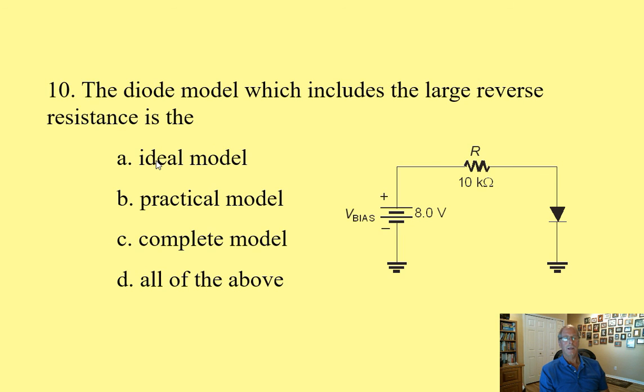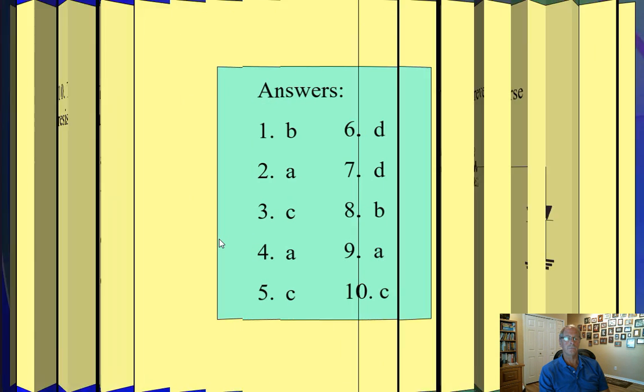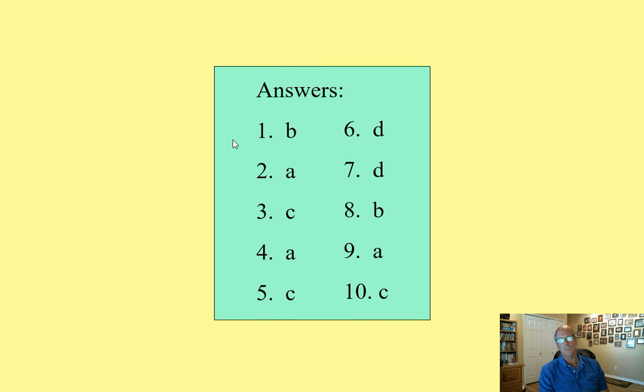And the complete diode model includes the large reverse resistance. It also includes the forward resistance, so everything is there. That's what that slanted line is in the graph that we showed earlier. So here are the answers to those.